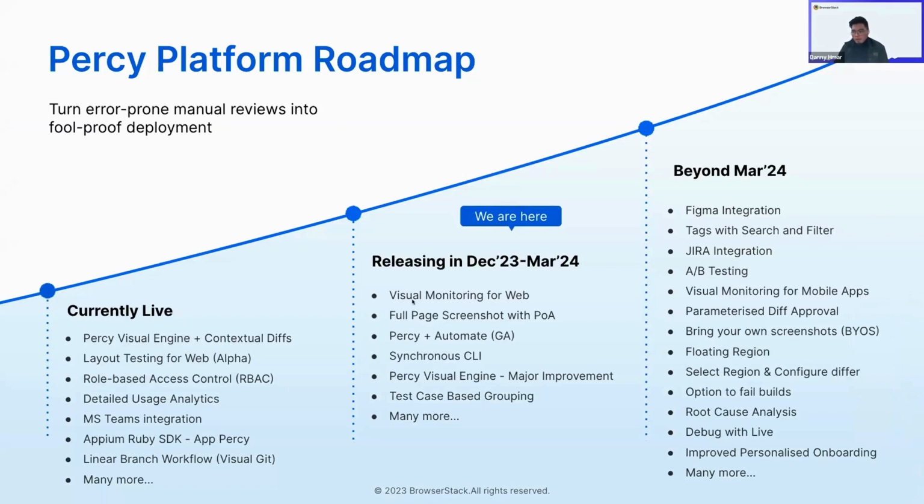Also, I saw some questions in the Q&A tab on whether we are supporting Figma integration, or whether there are any ways we can integrate with Figma. That is upcoming, beyond March 2024. It's in our roadmap. In the next 3 months, we are releasing visual monitoring for web and full page screenshots. We are going GA with Percy plus Automate, which Ninad had already presented, and many more features. If you want to check which features are currently live, these are some of the features that are live and many more. You have the link, the documentation links, and the white paper, so feel free to go through those.